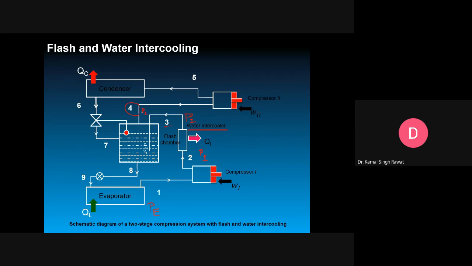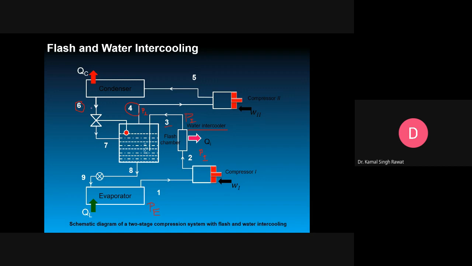Then this saturated vapor enters the second compressor, where it is compressed in an isentropic compression process, and pressure is increased from the intermediate pressure to the condenser pressure. At point 5, we again have superheated vapor, and this superheated vapor is cooled down in the condenser by rejecting its heat to the surroundings. And at state 6, we have saturated liquid at condenser pressure.